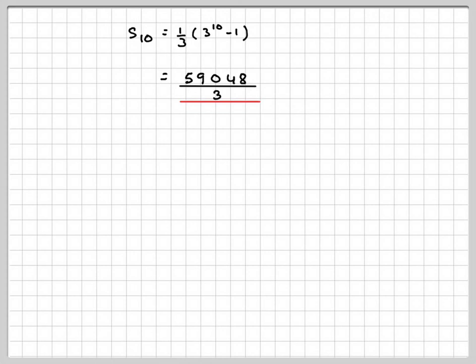Okay, so this has been a video to show you, given two terms of a geometric series or sequence, you can find the first term and the common ratio, and then we've gone on to use that to find the sum of the first 10 terms. So I hope you've understood, and I thank you very much for watching.